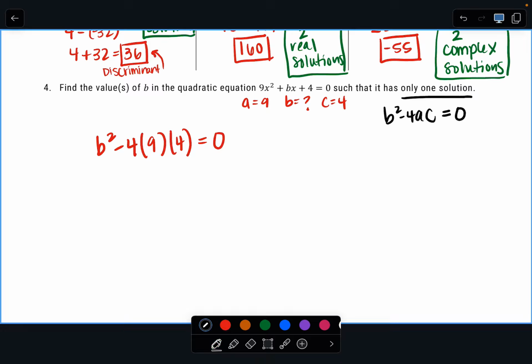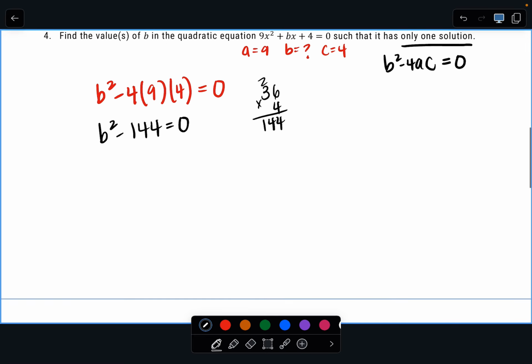So in this case, I have 4 times 9 times 4. Truthfully, that's not something I know off the top of my head, but I do know what 9 times 4 is. What's 9 times 4? 36. 36 times 4, 144. 6 times 4 is 24. 4 times 3 is 12, plus 2 is 14. Just some regular multiplication. It's going to be negative. Yeah, so I'm going to have b squared minus 144 is equal to 0.